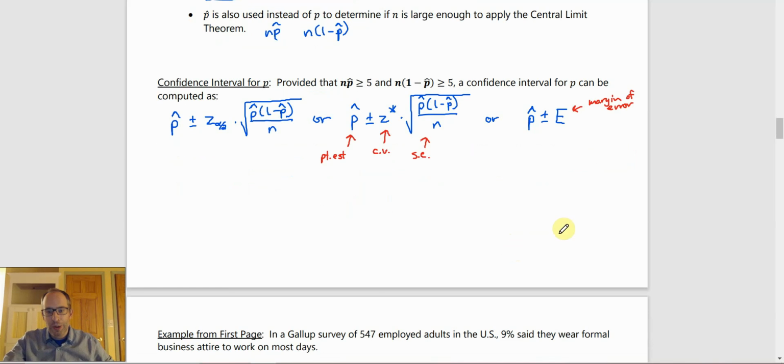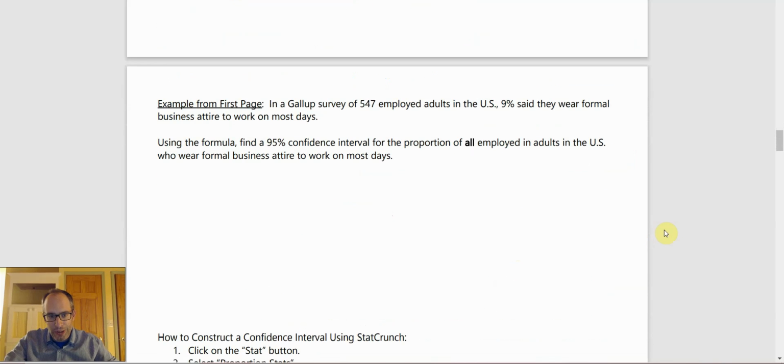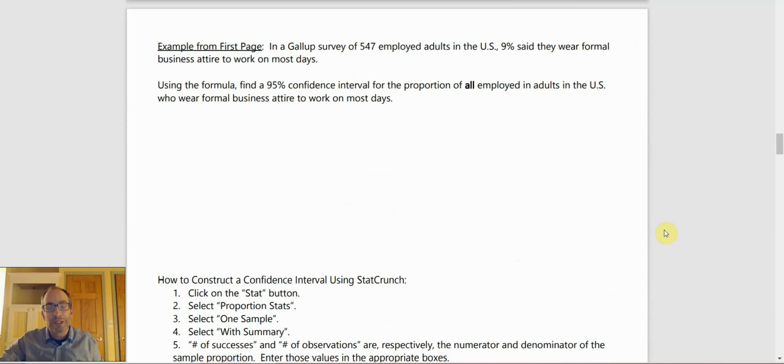So let's see. We have that example about wearing a suit to work, or wearing formal business attire to work. It doesn't have to specifically be a suit. In a Gallup survey of 547 employed adults in the U.S., 9% said they wear formal business attire to work on most days. So we need three things to get the confidence interval. We need the sample proportion, which we have. It's 0.09, the 9%. This is where p hat's going to come from. You just have to convert it into decimal form.